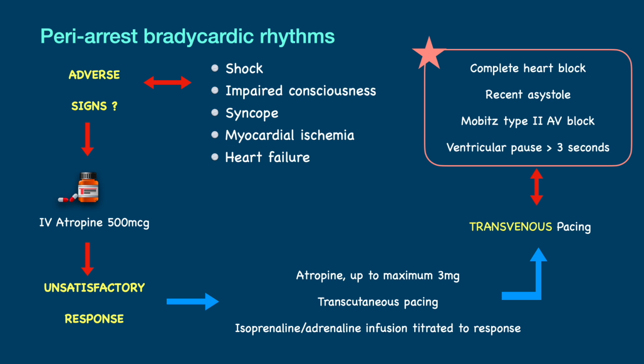Even if there is a satisfactory response to atropine, specialist help is indicated to consider the need for transvenous pacing, especially in complete heart block with broad complex QRS, recent asystole, Mobitz type 2 AV block, and if there's a ventricular pause for more than 3 seconds.